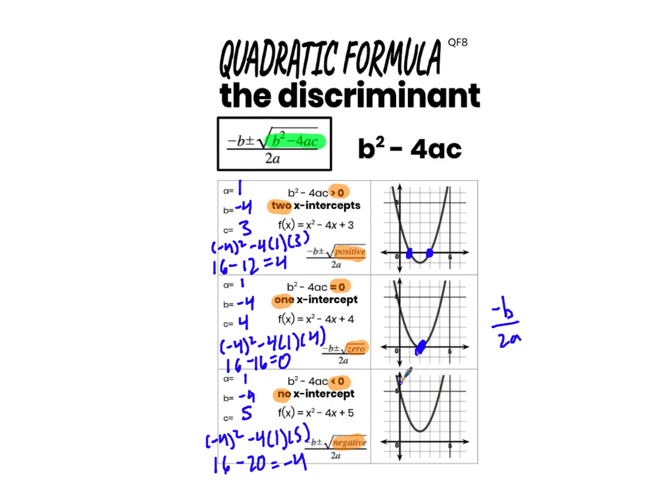Please notice that this doesn't mean that the function doesn't exist. This function, f of x equals x squared minus 4x plus 5, it can be graphed. It's okay. It just never crosses the x-axis. So there is no output equal to 0 for a function when the discriminant is negative.